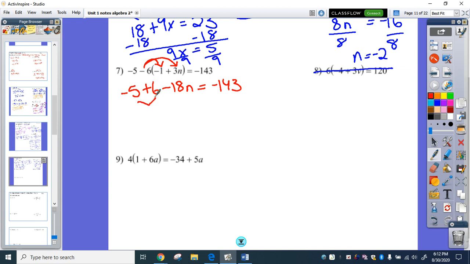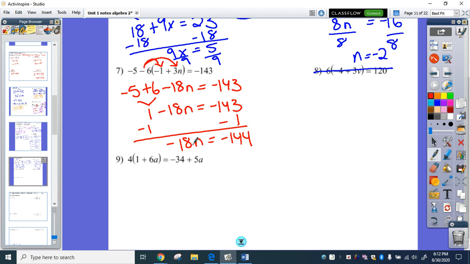If we then combine like terms here, -5 plus 6 is 1, minus 18n equals -143. Subtract the 1 on both sides. So we get -18n equals -144. If we then divide both sides by -18, we will end up that n is going to equal a +8, because negative divided by negative will give me positive. For those that decided to try problem number 8, it is the exact same answer for V. So I just thought we would save our time today and not worry about that problem.